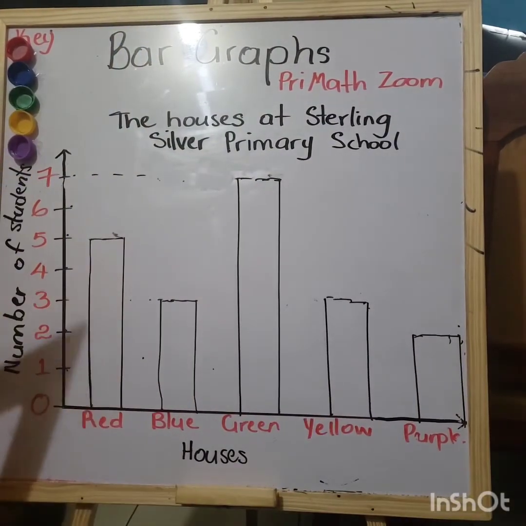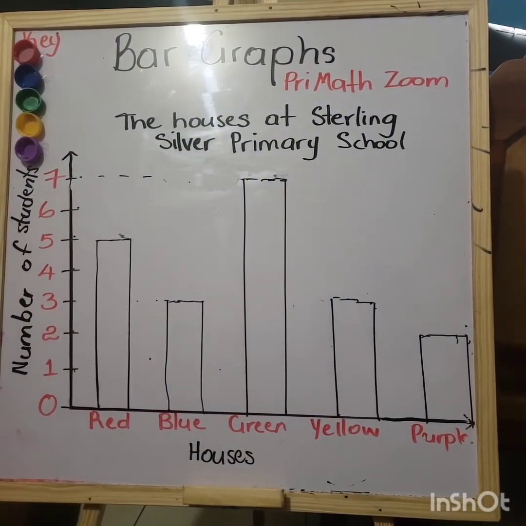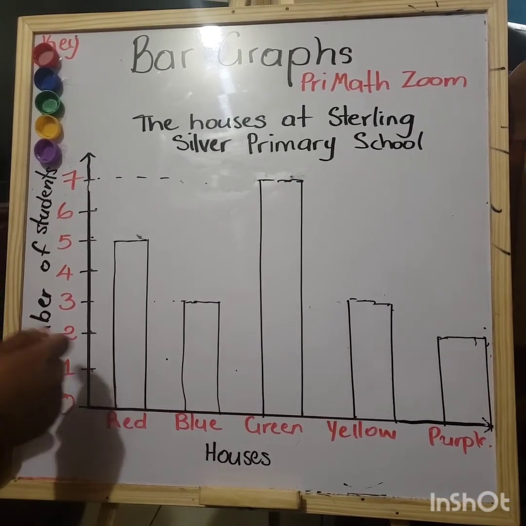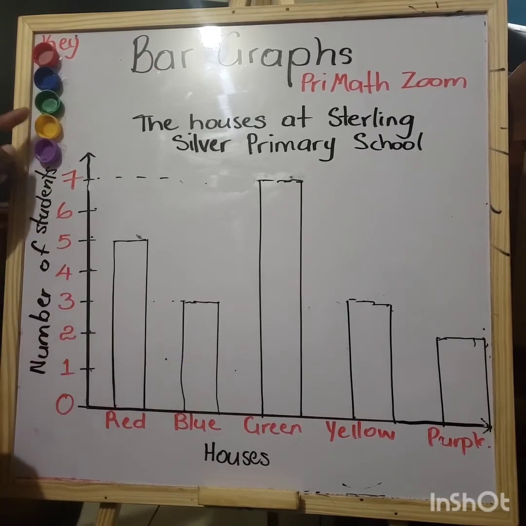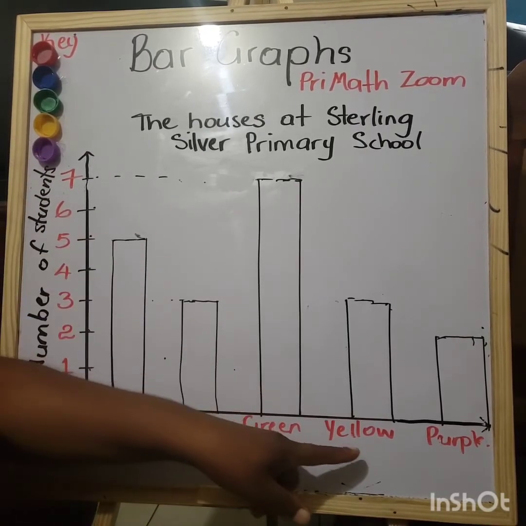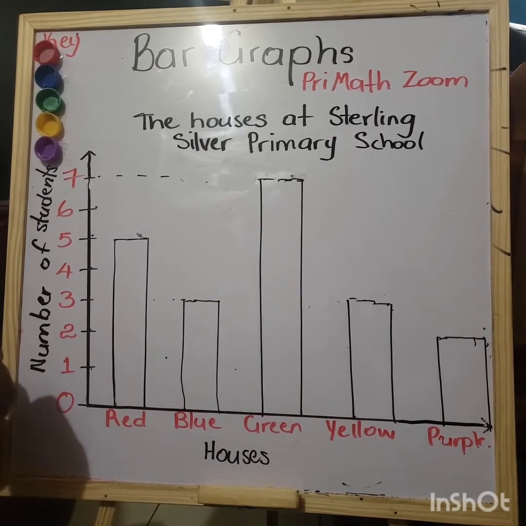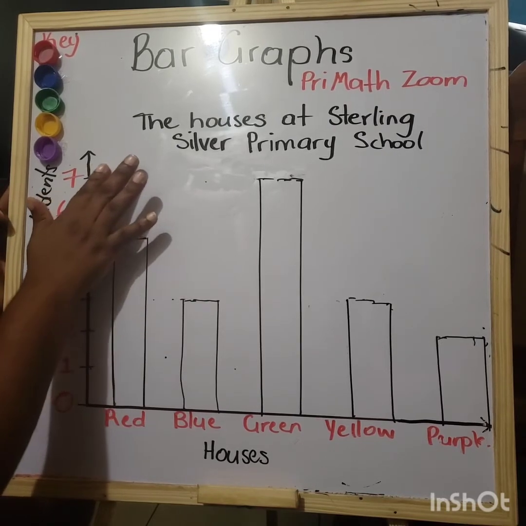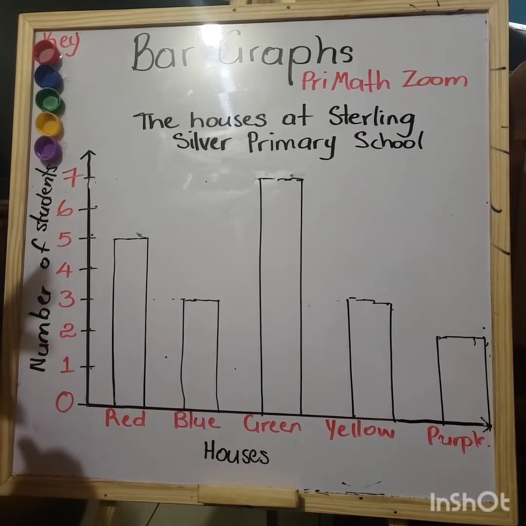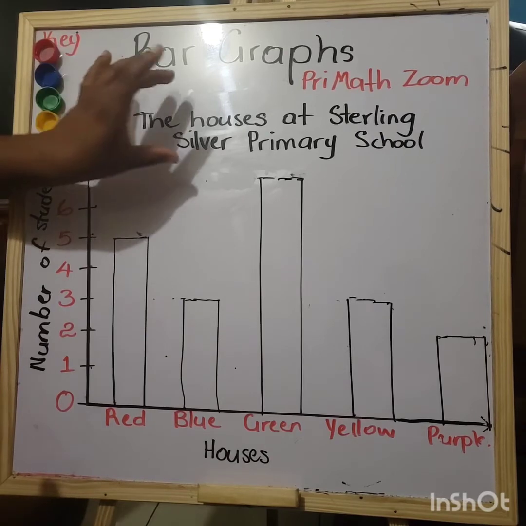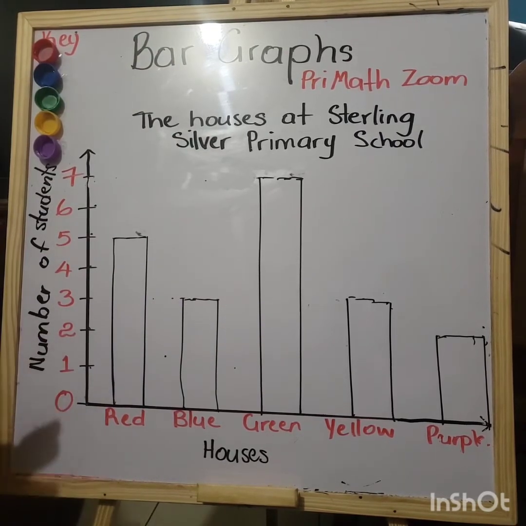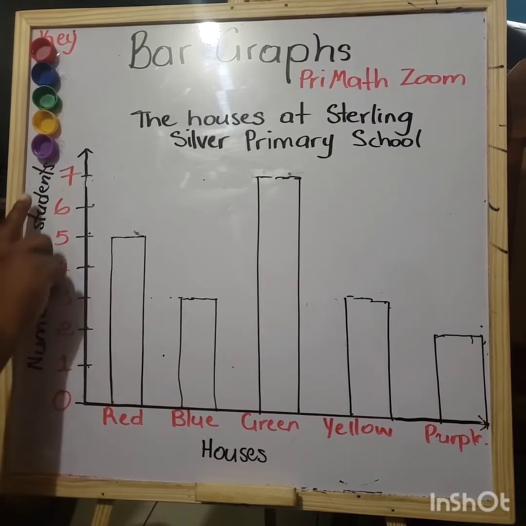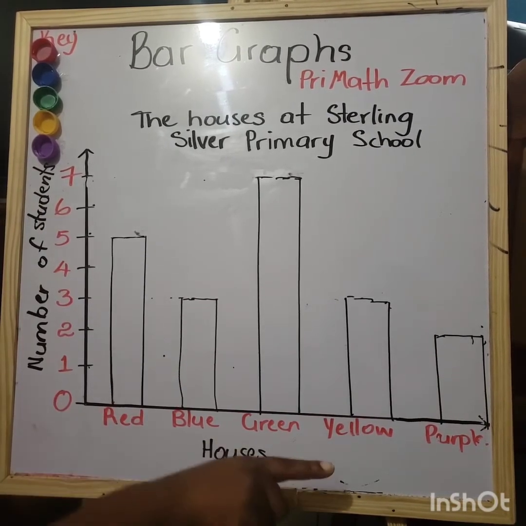All right. So here we would have represented all the 5 houses. So our key has red house, blue house, green house, yellow house, and purple house. So this would be a way of representing the different houses and how many students are in each house. And here, please note again that there must be a title on your graph at all times. There must be labeling of the axes, number of students on ours, and houses.